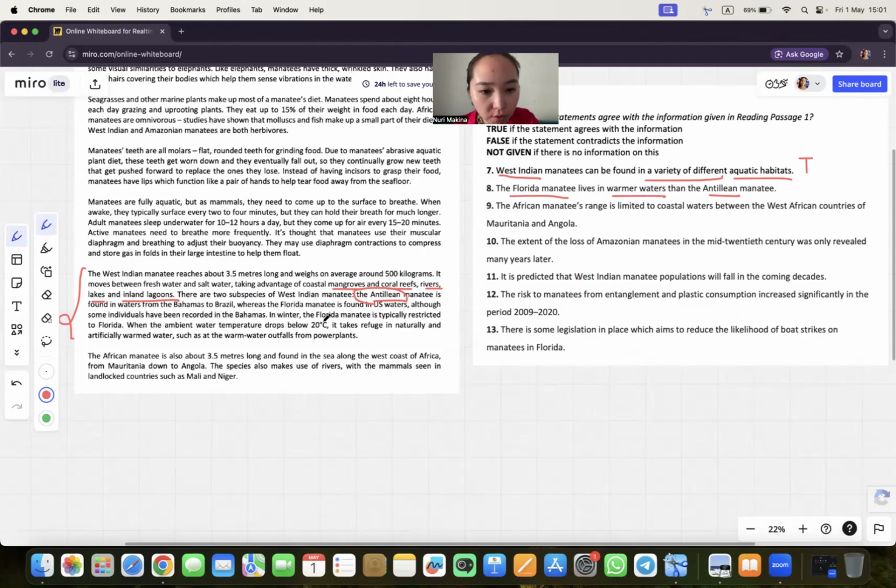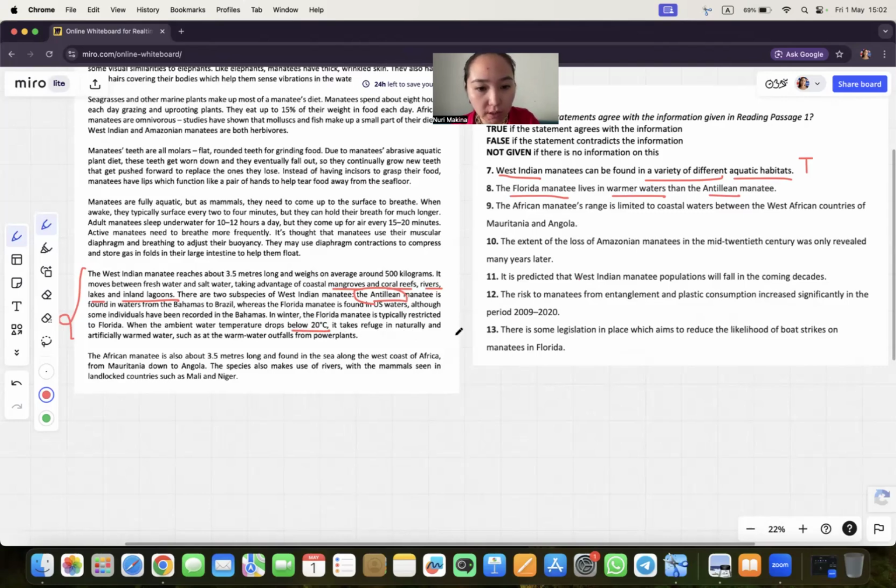In winter, the Florida manatee is typically restricted to Florida when the ambient water temperature drops below 20 degrees Celsius. So we have something about the temperature of the water.